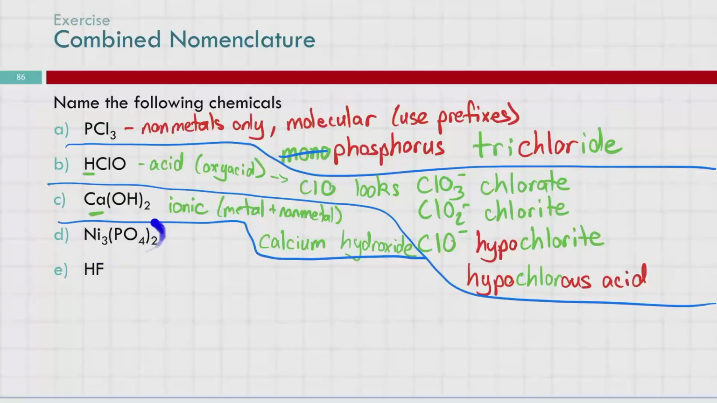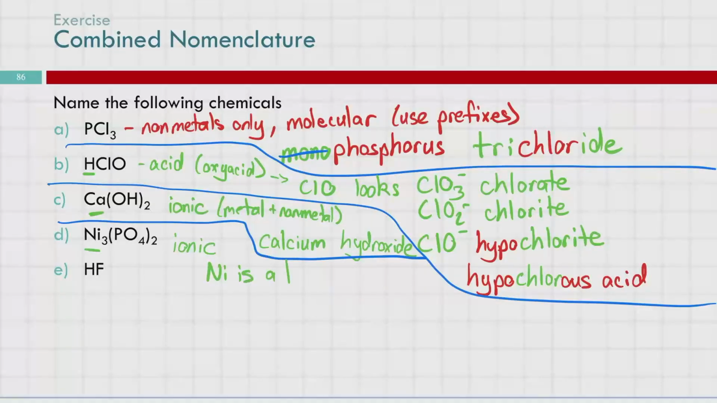And then for D, we've got Ni3(PO4)2. What kind of thing is that? This is also ionic. How do we know it's ionic? We've got a metal. Ni is nickel. Where do we find nickel on the periodic table? Yeah, it's one of our transition metals, so we don't know what the charge is. So we have to do some sleuth work.